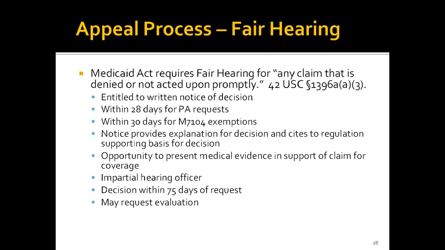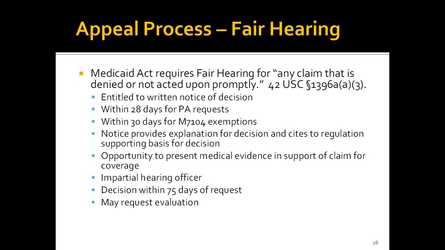What's your remedy if you make a request for a Medicaid device and the request is not acted upon promptly? Remember I mentioned the 28 days for prior authorization request decisions and 30 days for the M7104 exemptions. If it's 45 days and you haven't gotten a decision, that would be a time within which you could file a request for a fair hearing. The fair hearing request should be made in writing. It's made to the Human Services Board, and I have contact information for that on the back.